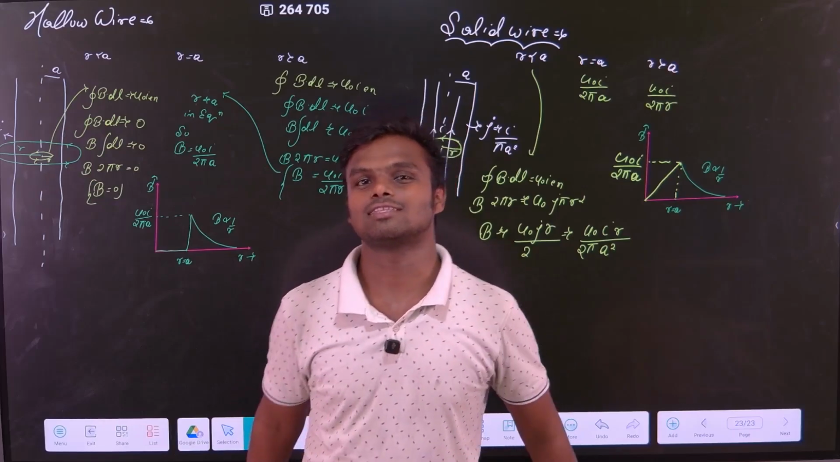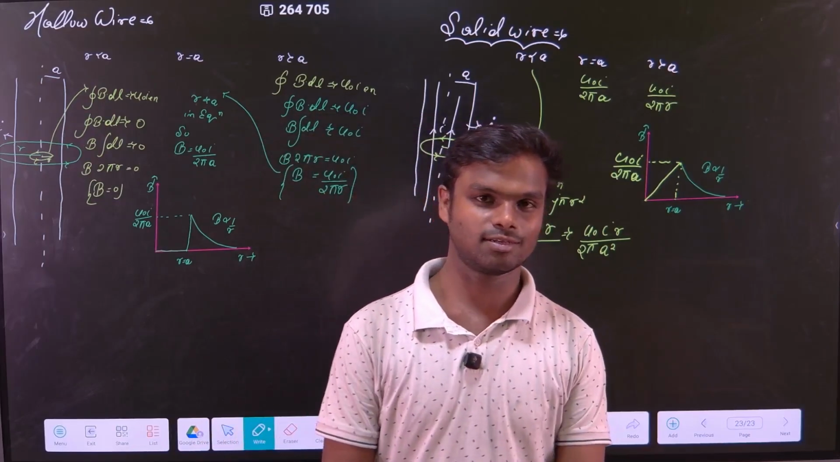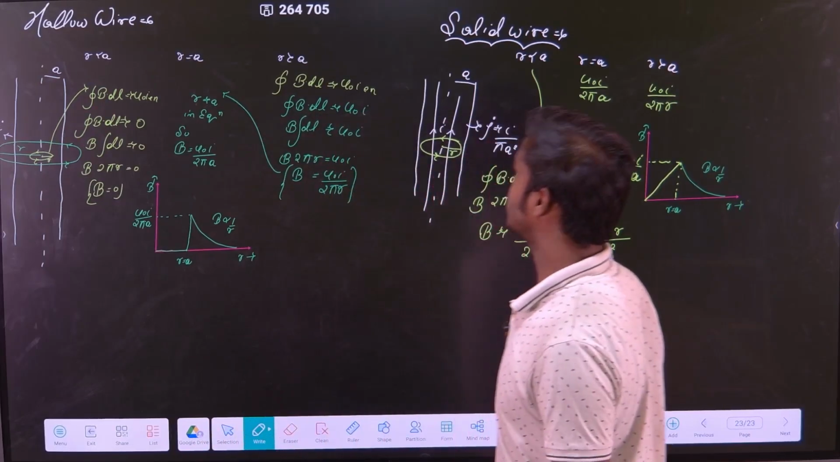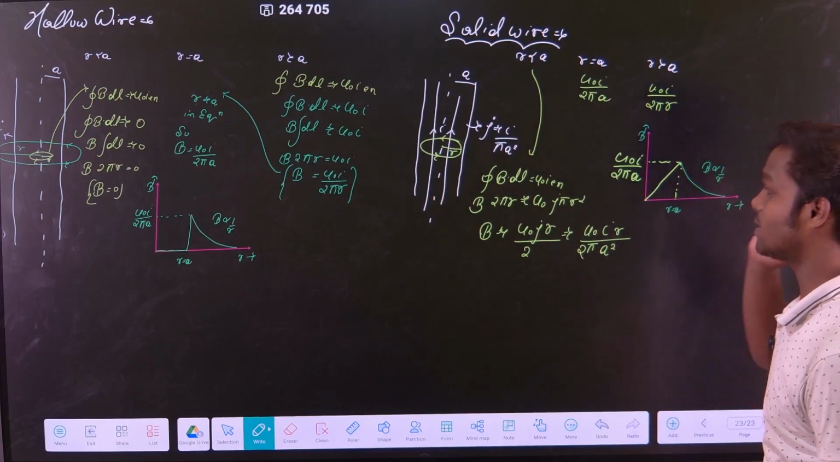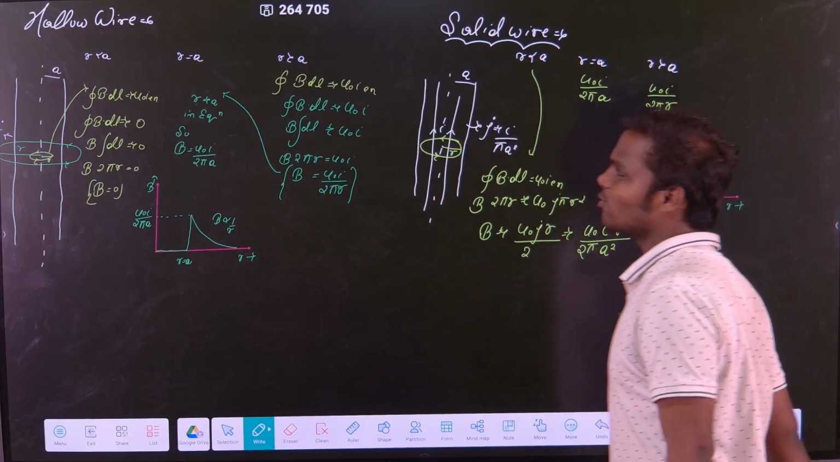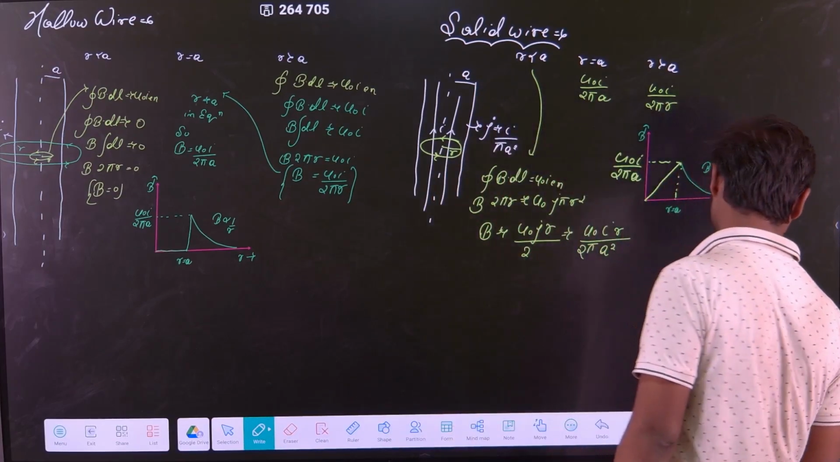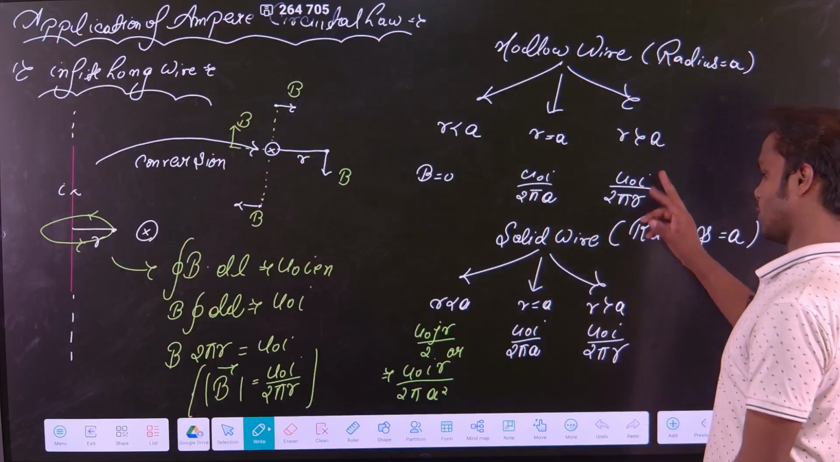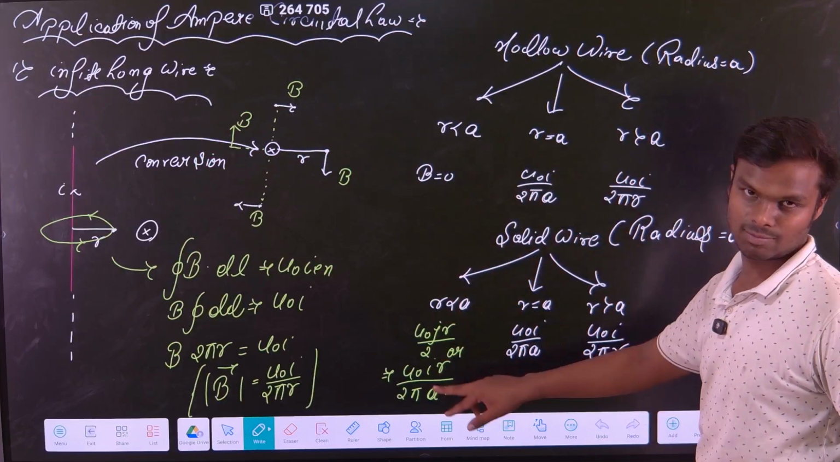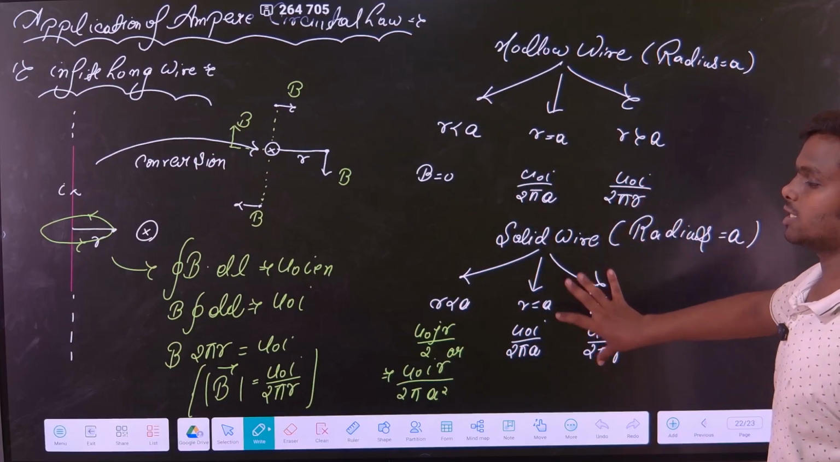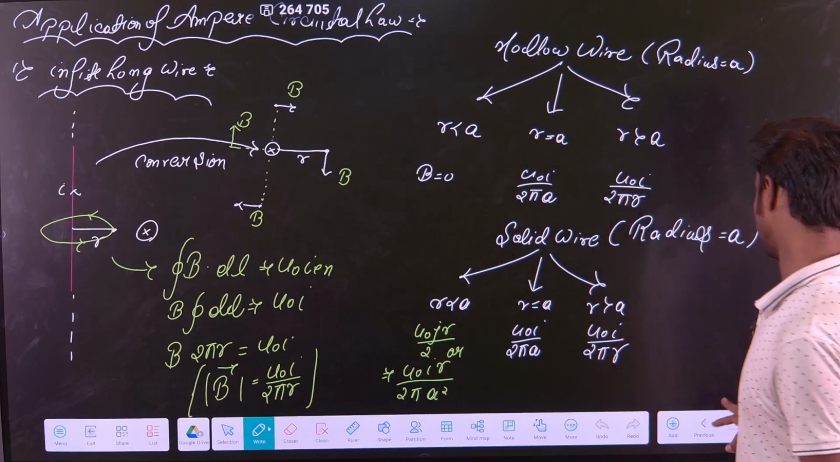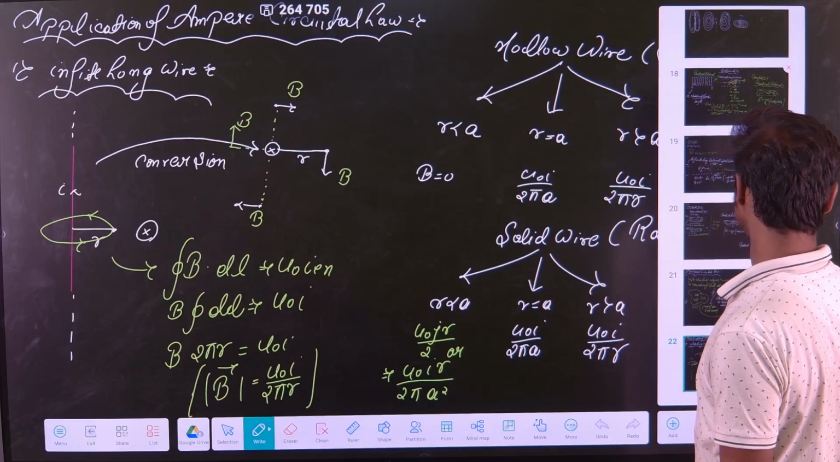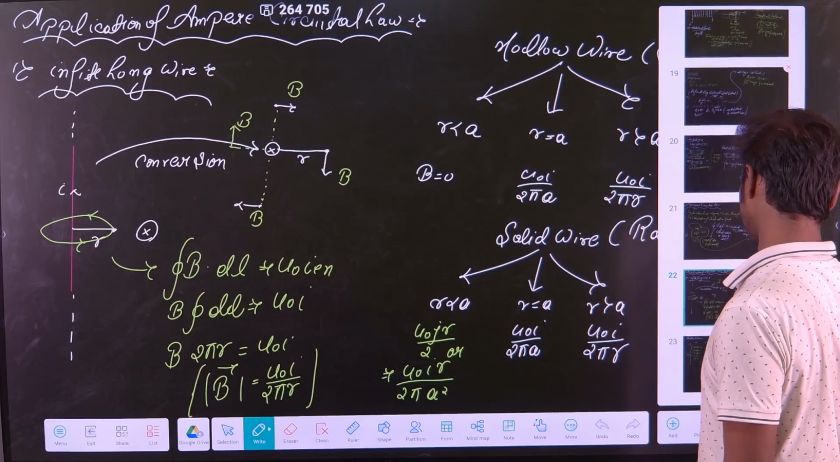So hello everyone. In the last session we saw the Ampere circuital law, and we derived the magnetic field due to the hollow wire and the magnetic field due to the solid wire, and we also saw the difference between these two. The only difference is the inside point. Everything for the outside point and the surface is the same. That is what we have seen, and basically we have understood the Ampere circuital law.